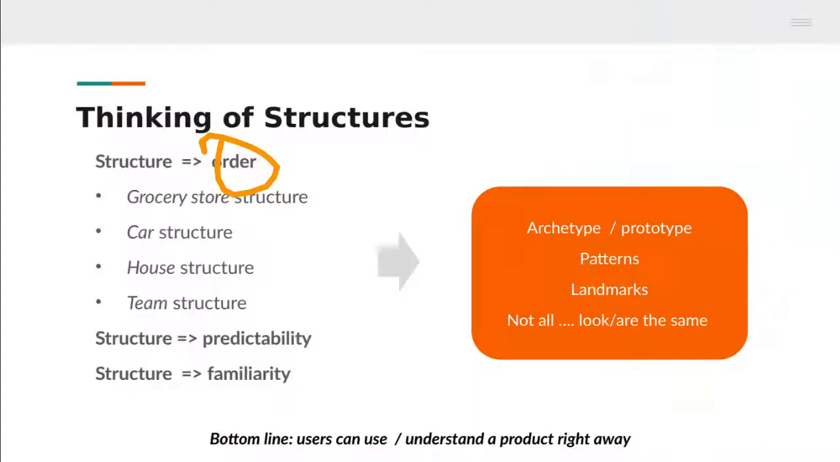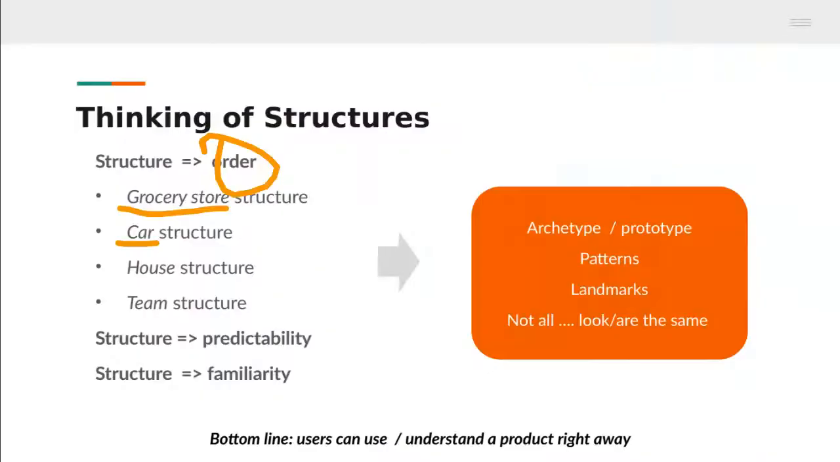So we're looking at how we structure. Why do we care about structure? The structure actually brings a lot of order. It brings order into our life. We classify, we structure our emails, we structure our files, we structure our thinking, we even structure our notes, right? And there are specific structures for, say, a grocery store. There are certain structures for cars when we think of cars.